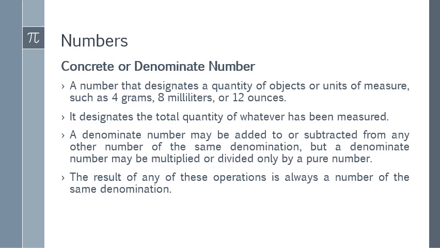Like we can add or subtract 4 grams from 4 grams, or 4 grams from 2 grams. We can add 4 grams to 2 grams, or we can subtract 2 grams from the 4 grams. But if we are doing the calculations of multiplication or division, the concrete number should always be multiplied or divided by a pure number. Now, why this is so, we will explain in the next slide.